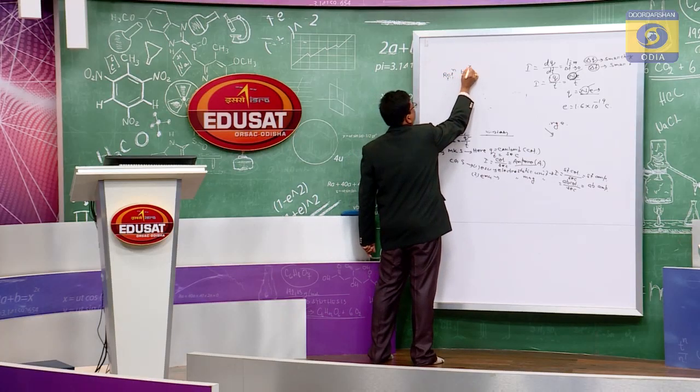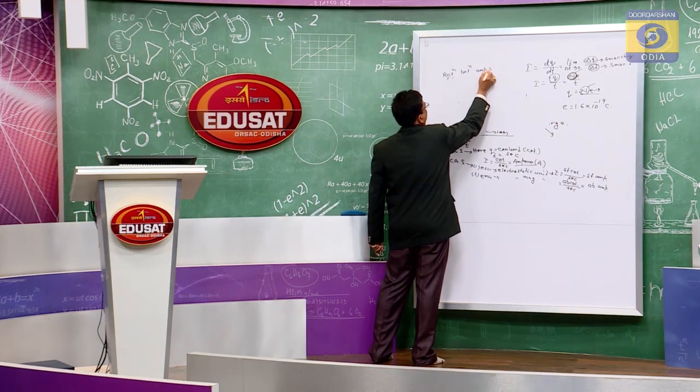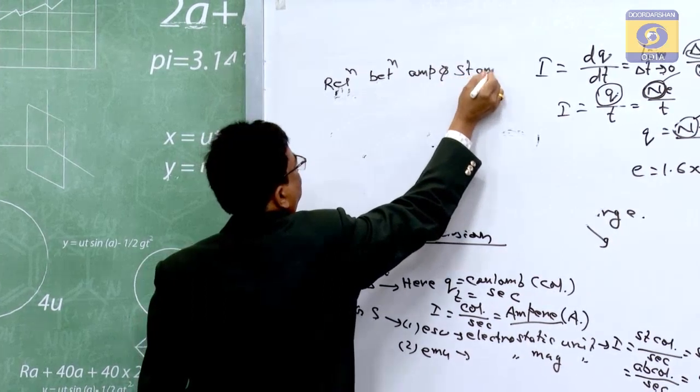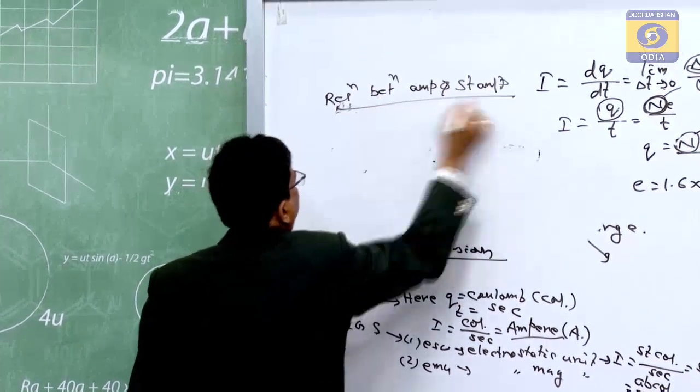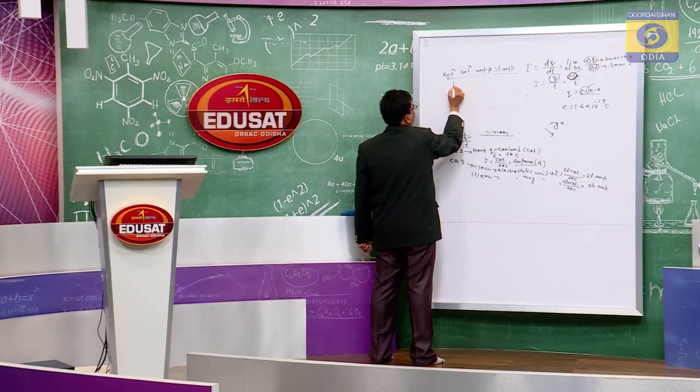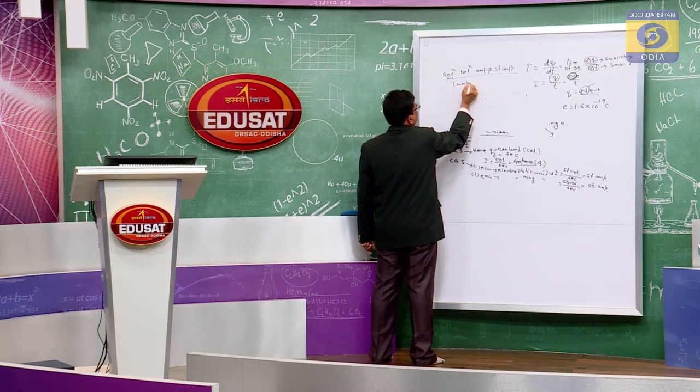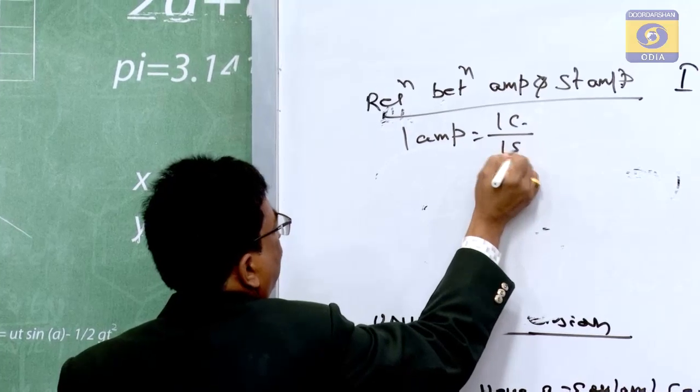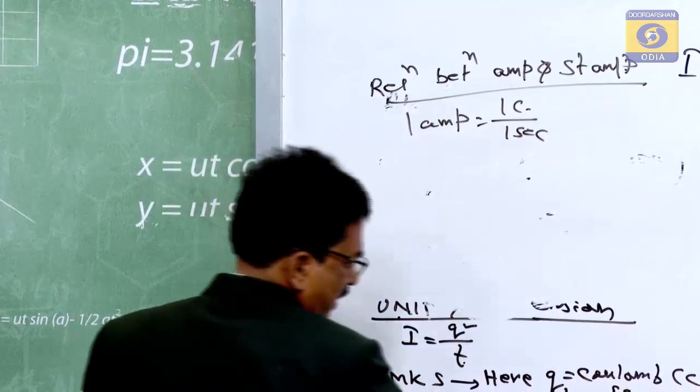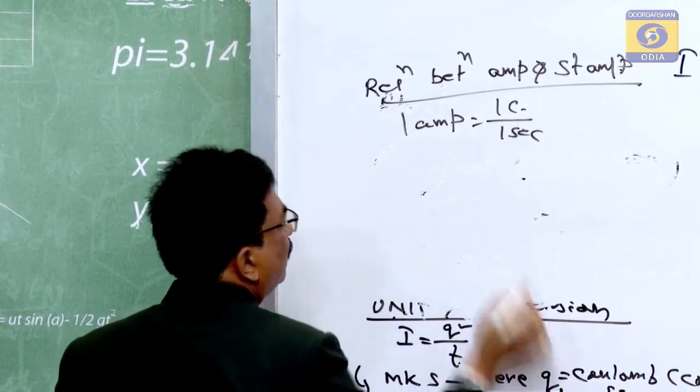the relation between ampere and statampere. First, you have to take it in the MKS system. So, the ampere is equal to 1 coulomb by 1 second. You see, ampere is equal to 1 coulomb by 1 second.